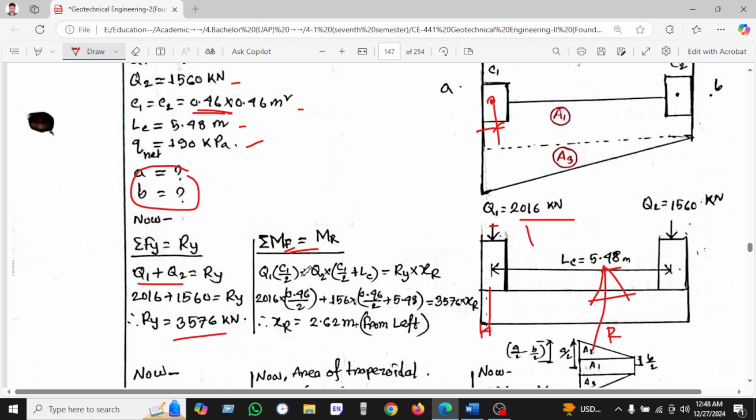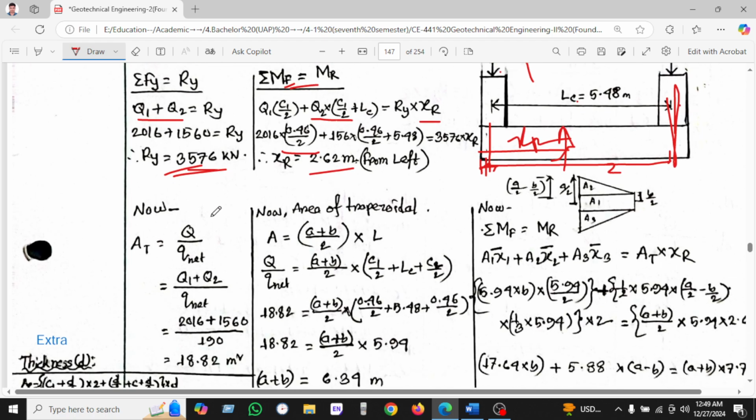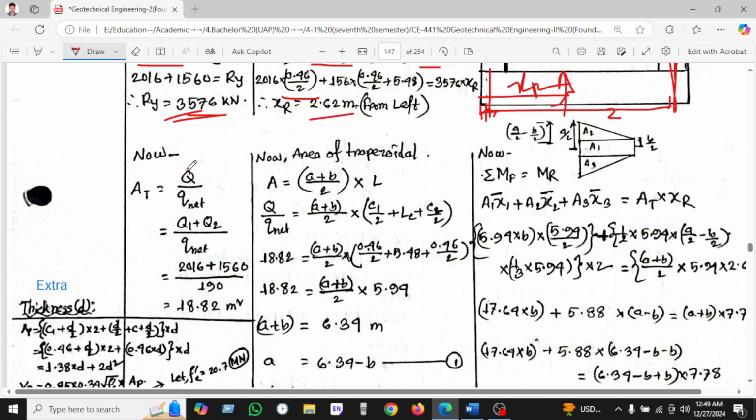Column is 0.46, so 0.46 divided by 2, and Q2. This is the Q2, so the Q2 distance will be C1 plus 2, plus LC. This is the LC. Going to the column CG of 2, this is the Q2. Plus Ry, the resisting force found here, and XR, the resisting distance, which we have found as 2.62. This is the resistance distance XR, 2.62.